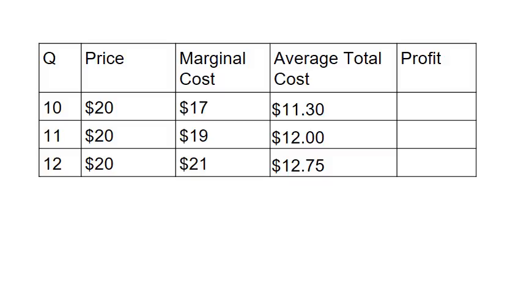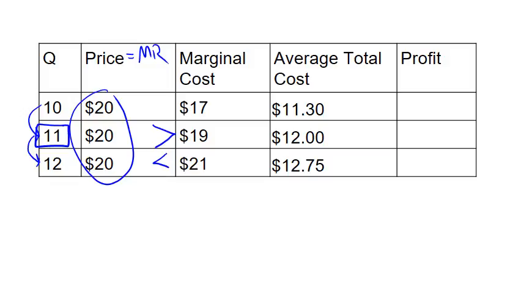So let's work through an example now with a table. I've got quantity going from 10 to 12. The market price is 20. That tells me that marginal revenue is also always 20. When output goes from 10 to 11, marginal revenue and price are higher than marginal cost. That tells me profits are going to rise. When output goes from 11 to 12, marginal revenue and price are now less than marginal cost. That tells me profit will fall. So 11 is the profit maximizing quantity.